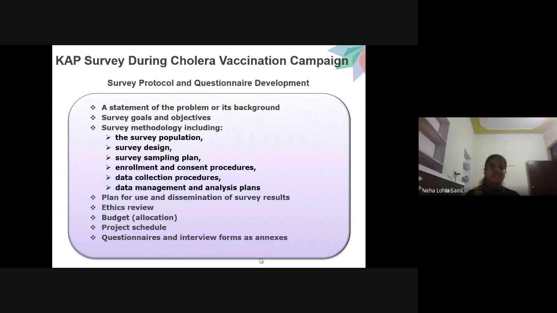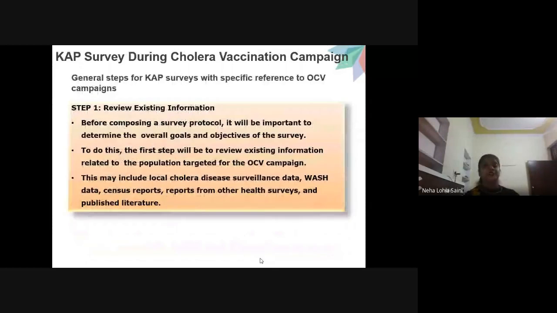In your thesis also, all your questionnaire and interview forms will be put at the end as an annexure. So step 1 is to review existing information. Before composing a survey protocol, it is important to determine the overall goals and objectives of the survey. For this, we will have to review existing information related to the population targeted for the oral cholera vaccination campaign. This will include local cholera disease surveillance data, WASH data, census reports, reports from any other health survey, and published literature, which are your tools for reviewing existing information.